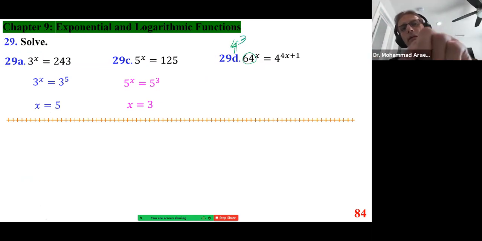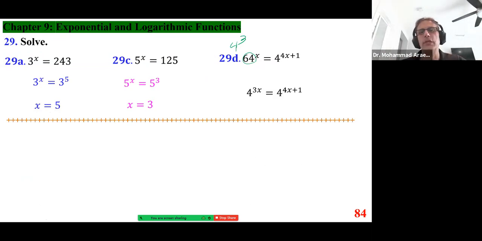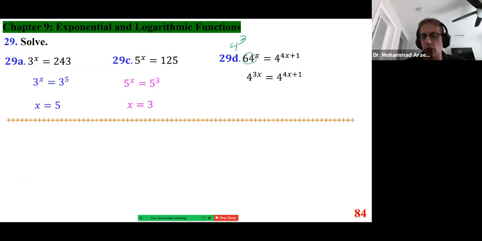Let me erase that and redo that. 4 cubed to the power of x, that means 4 to the power of 3x. That means 3x equals 4x plus 1, and x becomes -1.